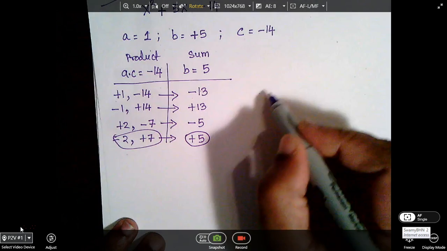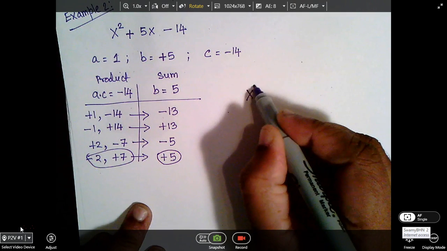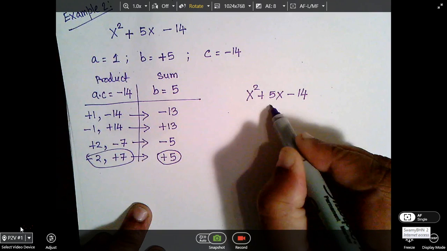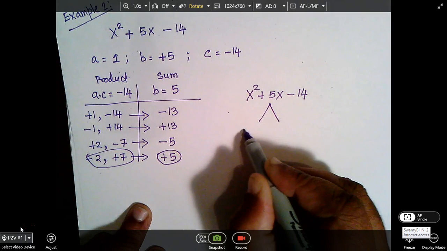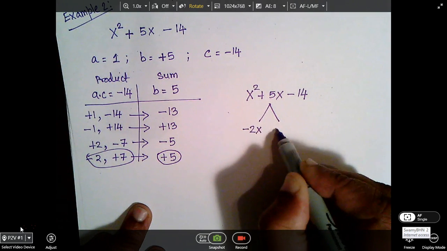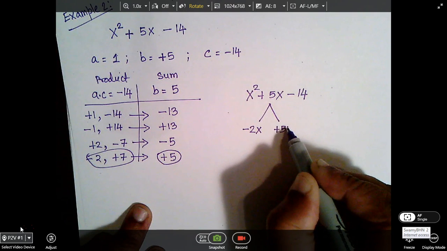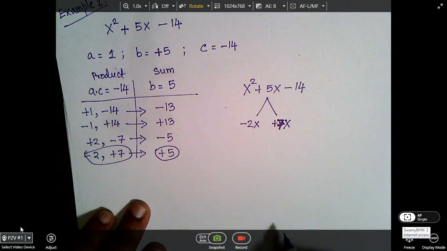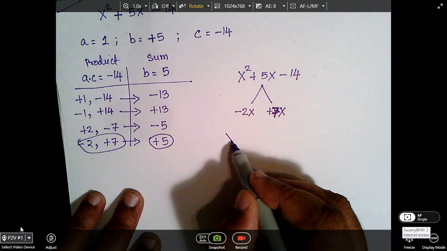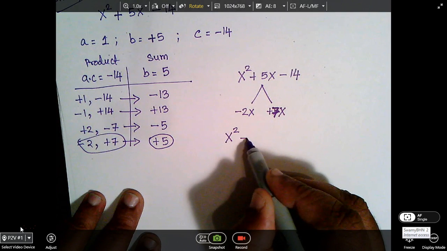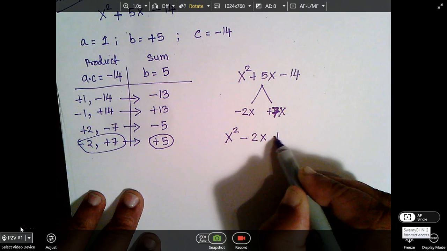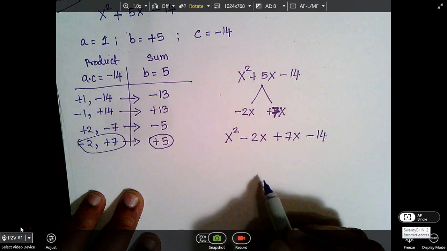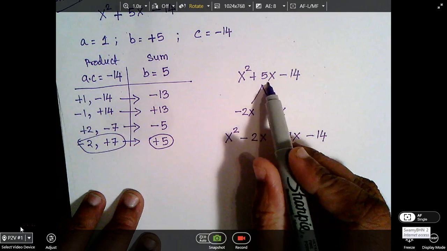So I take my original x squared plus 5x minus 14. I'm going to split up my middle term as negative 2x and positive 7x, my bad. Negative 2x and positive 7x. So I rewrite it x squared minus 2x plus 7x minus 14. So together I'm going to get that 5x back.